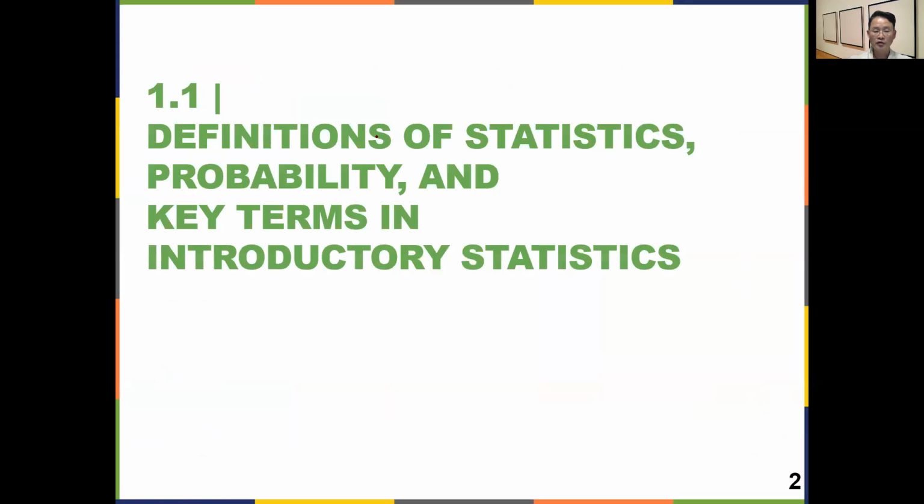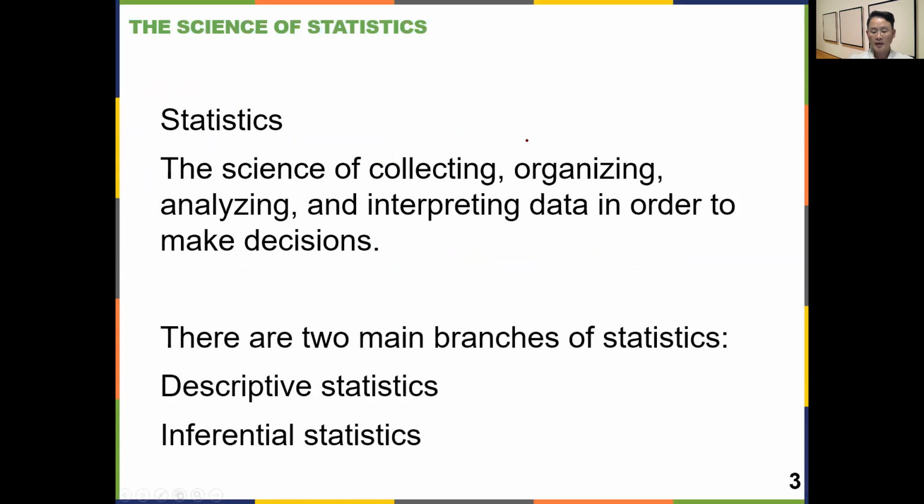Now 1.1, we are going to talk about some of those basic definitions of statistic and probability and some of those key concepts in statistics. So today is relatively easy. We're going to talk about some basic terms and definitions, right? So let's talk about statistic first, right? Statistic. So what is it?